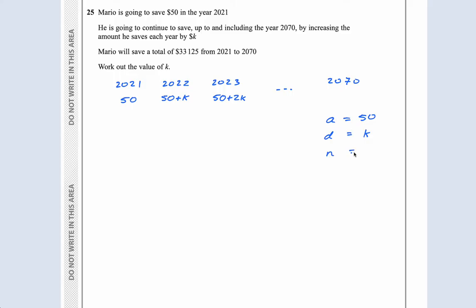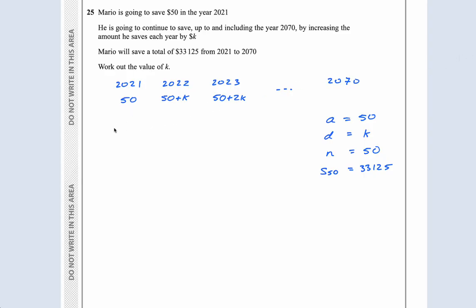n, which is the number of terms, is 50, because my first term is 2021, which means my 10th term is 2030, which means my 50th term is 2070. And my sum of 50 terms, my S50, is equal to this. It gives it 33,125. Okay, now in your formula booklet, guys, they give you a formula.